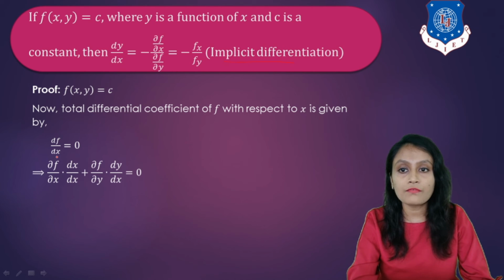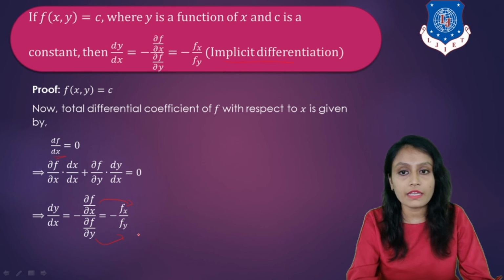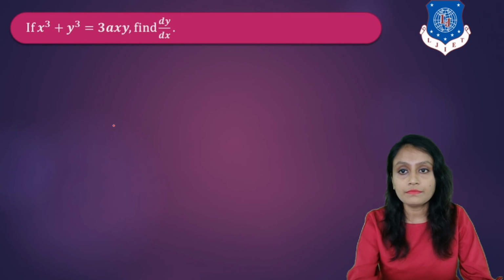Okay, so the formula for this is what? Del f by del x into dx by dx plus del f by del y into dy by dx is equal to 0. Now we will make dy by dx the subject, so you will get minus del f by del x upon del f by del y. We know del f by del x means fx, and del f by del y means fy. So the formula for dy by dx is minus fx upon fy.